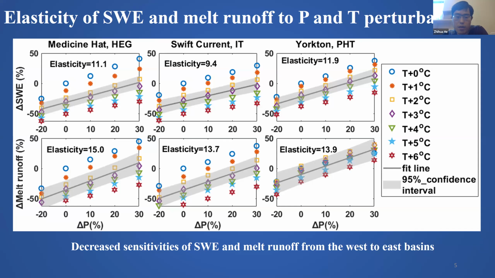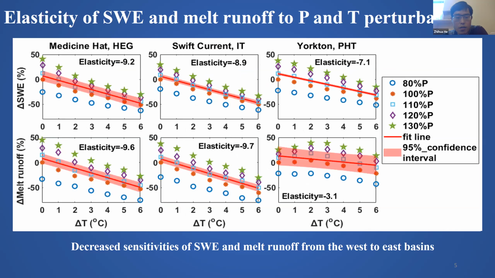So in this figure, the x-axis is the percentage change in precipitation, and the y-axis is the percentage change in the SWE and the melt runoff. In terms of the slope, we can see the SWE shows comparable sensitivities to precipitation increase in the HEG and the PhD class. But for the melt runoff, we can see decreased sensitivities from the west HEG to the east PhD class. And this also happened in the response to temperature warming.